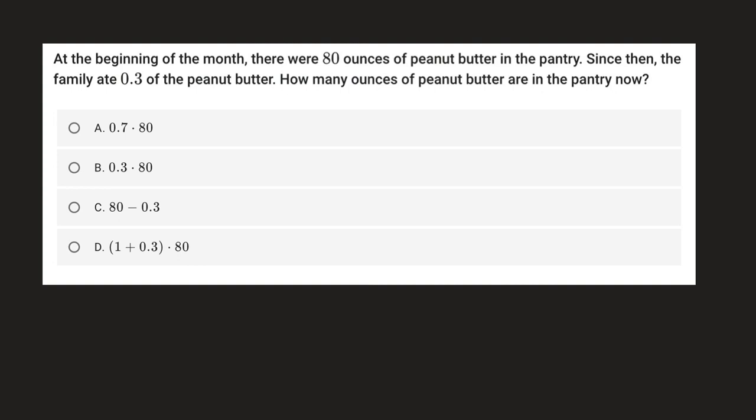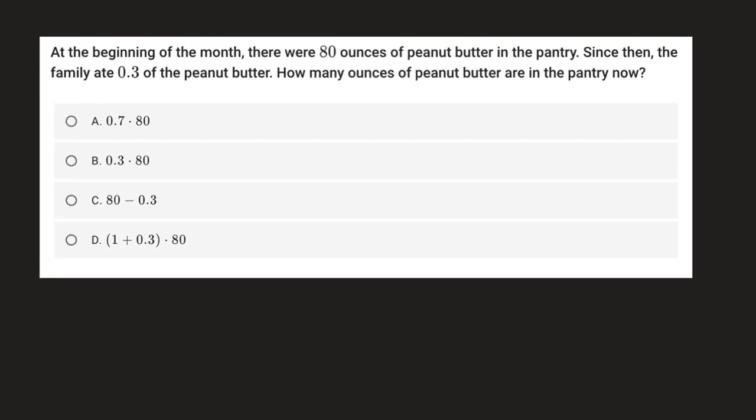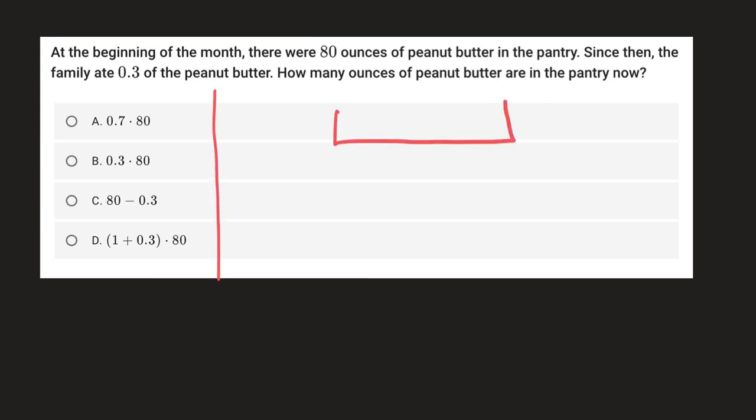This one says at the beginning of the month there were 80 ounces of peanut butter in the pantry. Since then, the family ate 0.3 of the peanut butter. How many ounces of peanut butter are in the pantry now? So here are my options. There's actually a couple options that might work. So we have here, our entire whole is 80 ounces.